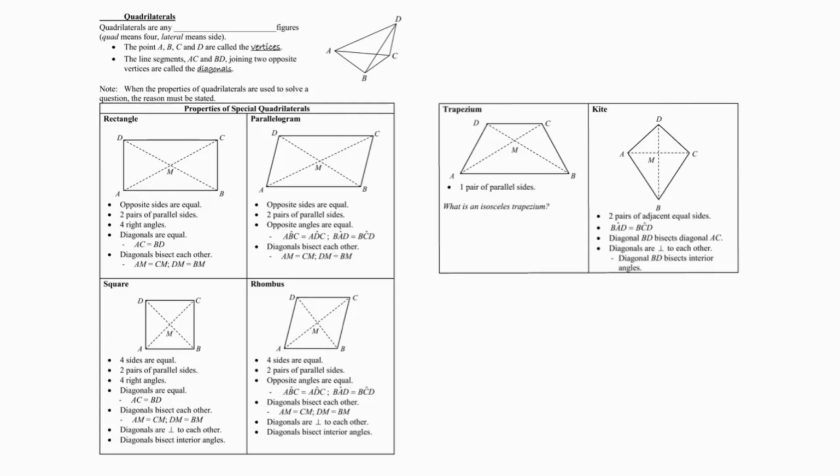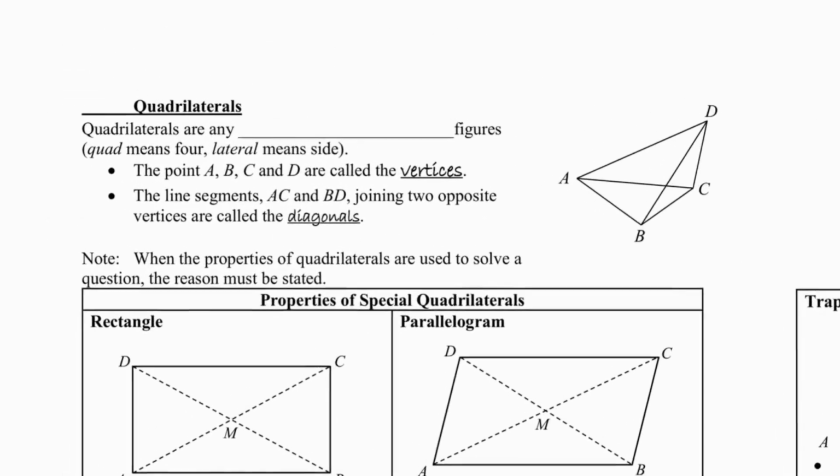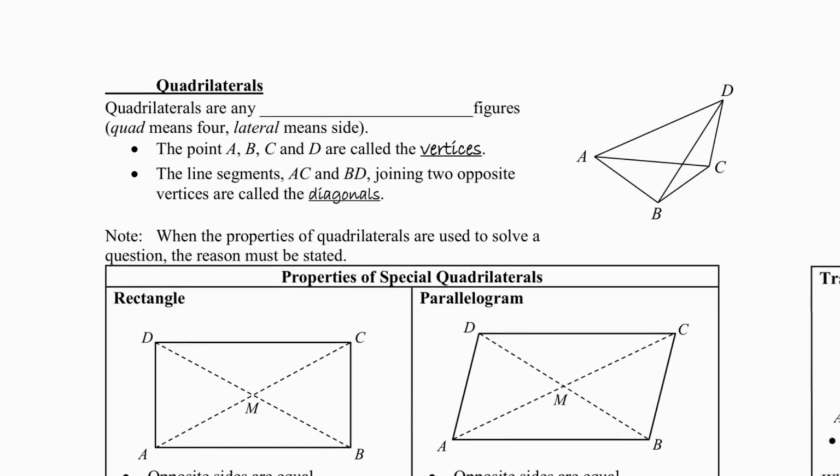Hello everyone, welcome to this video where we will discuss and just share with you some of the quadrilaterals that we are looking at. And so let's zoom in. Quadrilateral, the word quad means 4. Lateral means side. So quadrilateral means any 4-sided figures.